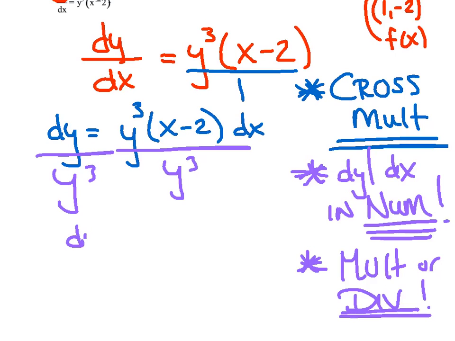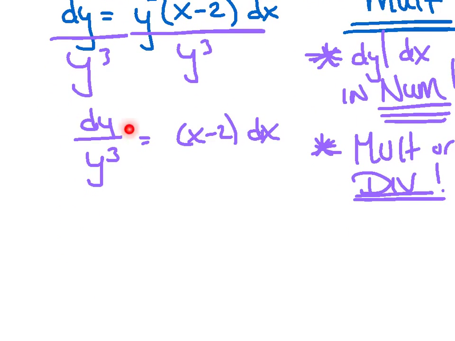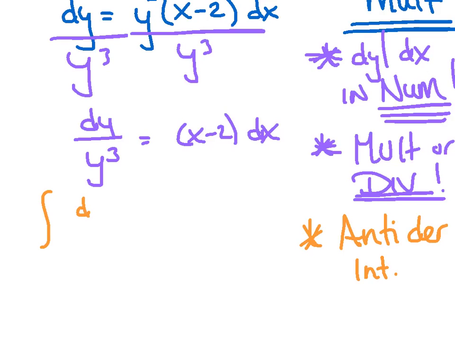Again, I'm going to rewrite this. Lots of rewriting today. dy over y cubed equals the quantity x minus 2 dx. And quickly check: have you officially separated the variables? Are y's only on one side, x's only on this side, and are your dy and dx strictly in the numerator? And yes, they are, so we can move on. Our next step is to find the antiderivative, which of course just means to integrate. So I'm going to slap an integral on both sides.